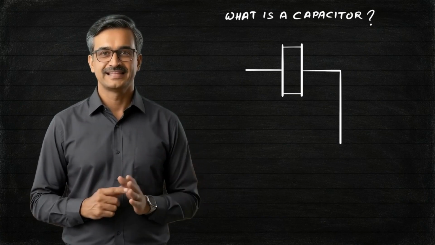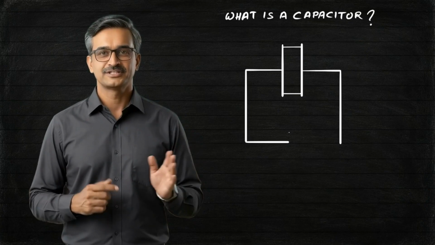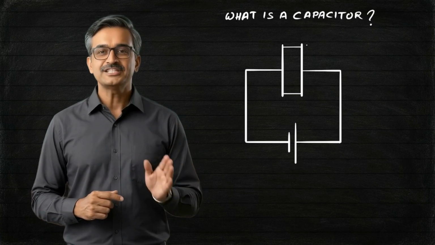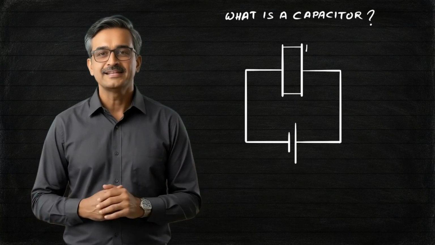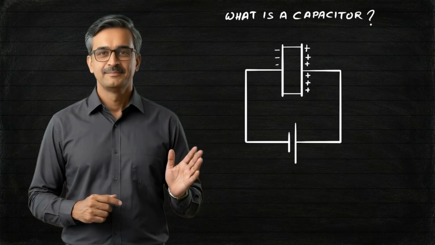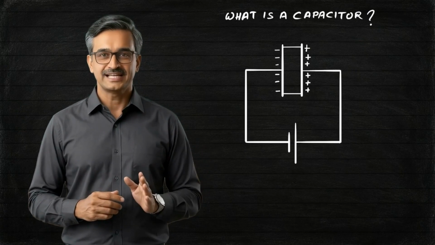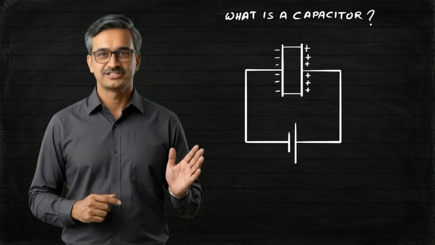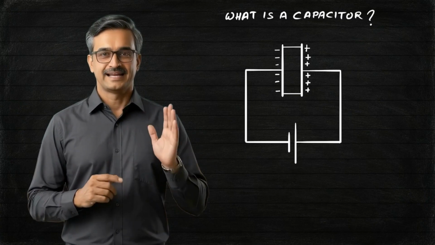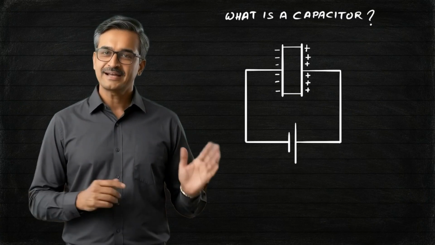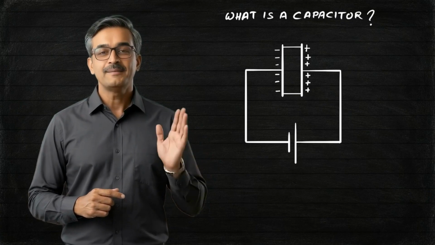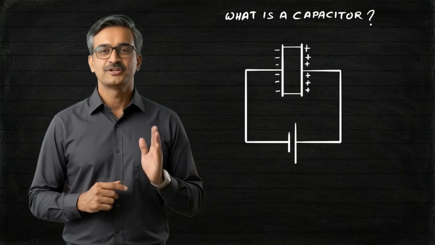Now, when we connect this capacitor across a voltage source, say a battery, something interesting happens. Opposite charges begin to accumulate on the two plates. One plate ends up positively charged and the other ends up negatively charged. Naturally, we call the plate carrying the positive charge the positive plate and the other one the negative plate. And here's an important result. Once everything settles down, the voltage that appears across the capacitor becomes exactly equal to the voltage of the source.